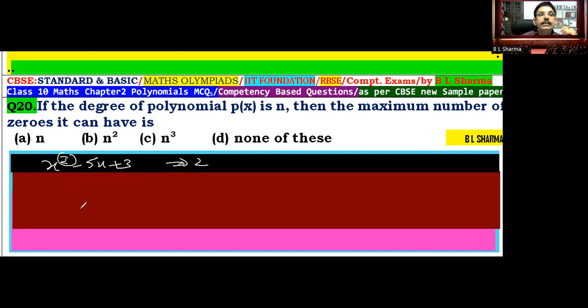The maximum number of zeros is as many as the degree, it cannot be more than that. Here you can say the degree of the quadratic polynomial is 2, so the maximum number of zeros can be 2. Yes, the number of zeros can be 1 also, but the number of zeros can be 1 and can be 2. So we can say the maximum number of zeros will be equal to its degree. So here n is the correct option.